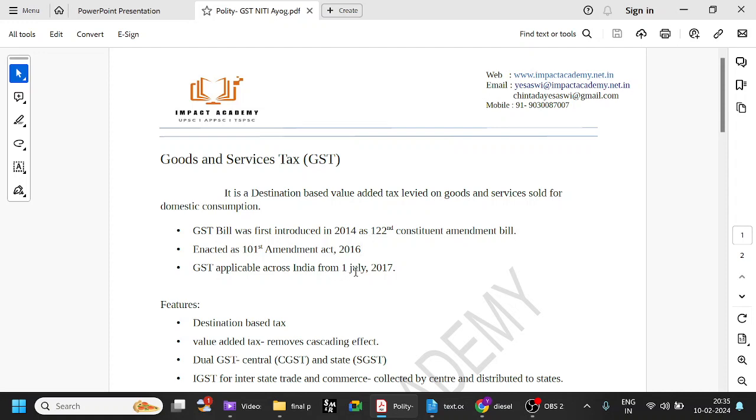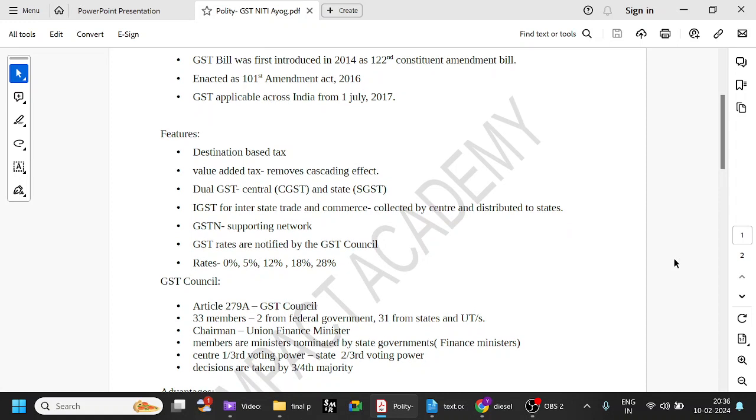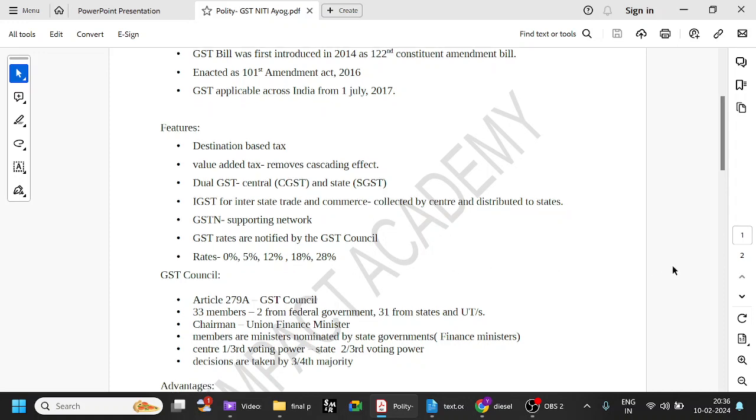And it became applicable across India from 2017. So try to remember all those things. And this is important. See, it's a destination-based tax. It's a value-added tax. It removes the cascading effect. And dual GST, central, state, and also there is an integrated GST for interstate trade, commerce, etc. GSTN is the supporting network, the Goods and Services Tax Network, and GST rates are notified by the GST Council. And these are the rates: 0%, 5%, 12%, 18%, and 28%.